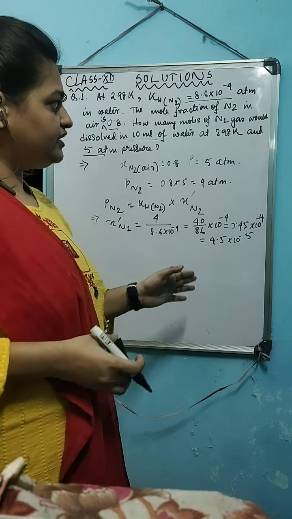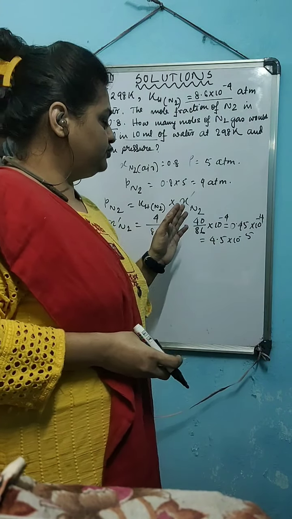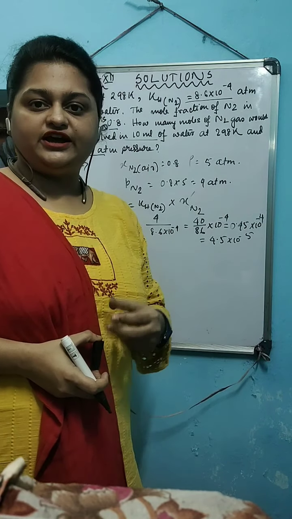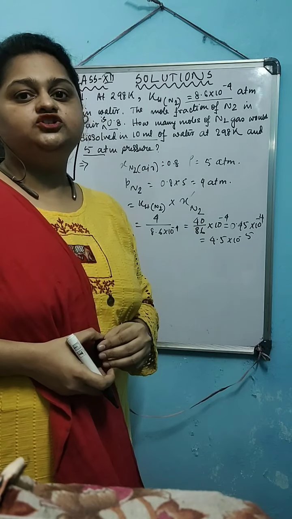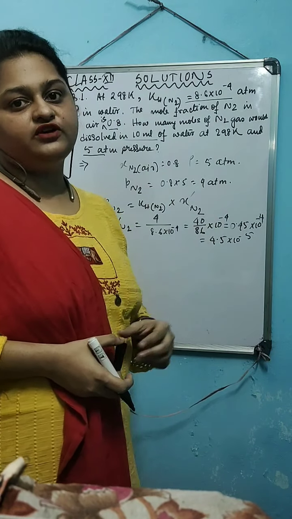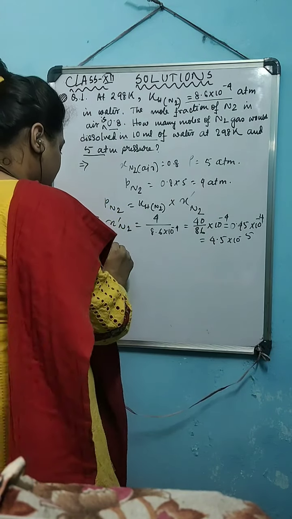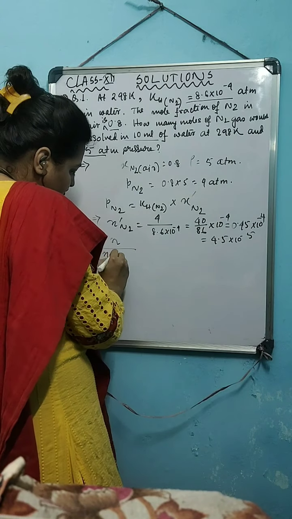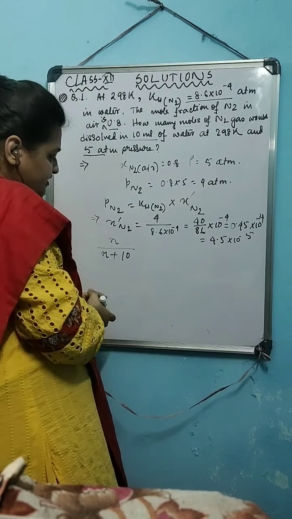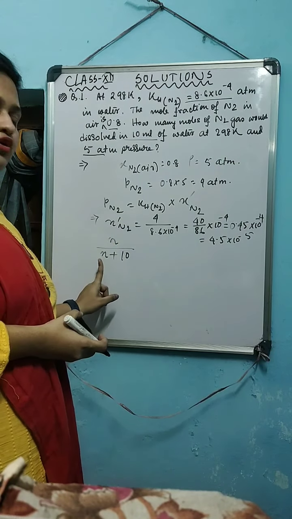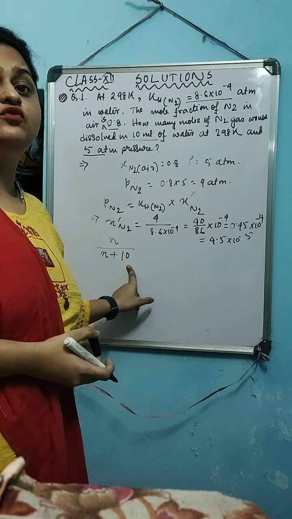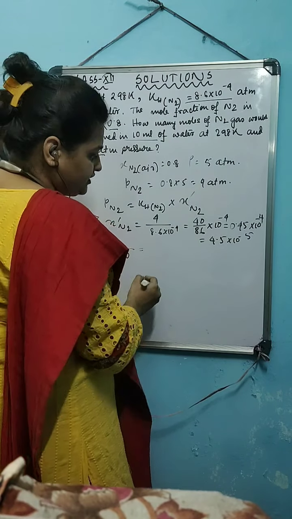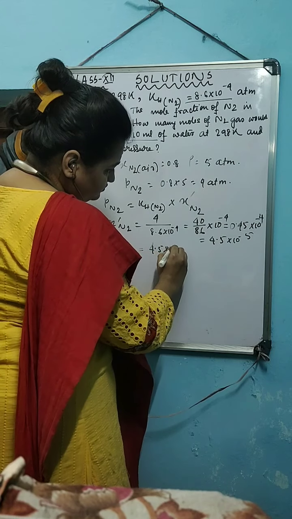Now we already know the expression for mole fraction. By putting that expression, we can find out the mole number of nitrogen also. Let's take n as the mole number of nitrogen. Then the mole fraction can be represented as the mole number of nitrogen divided by the mole number of nitrogen plus the mole number of water, that is 10, equals the mole fraction of nitrogen in solution.